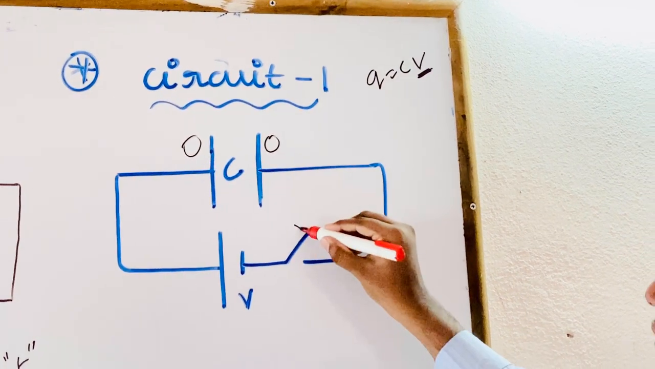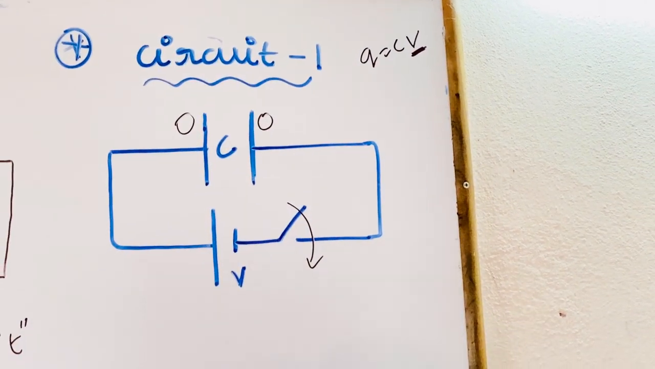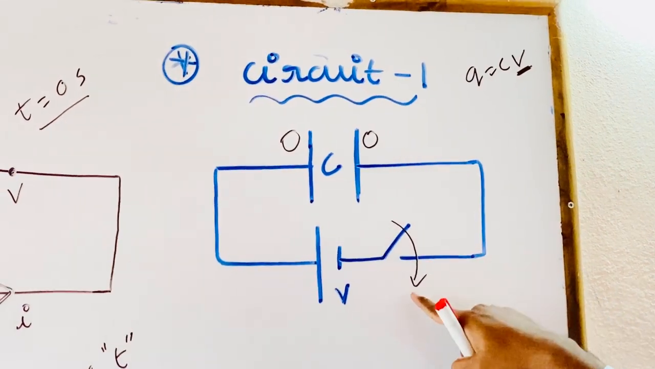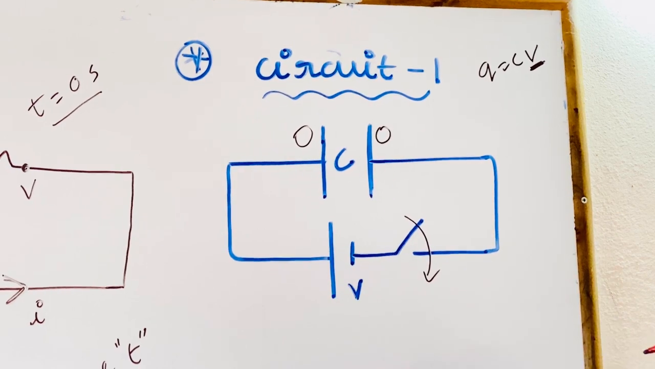Now, we are closing the switch. Assume here I am not showing any resistor. But still, what can we think in our mind?